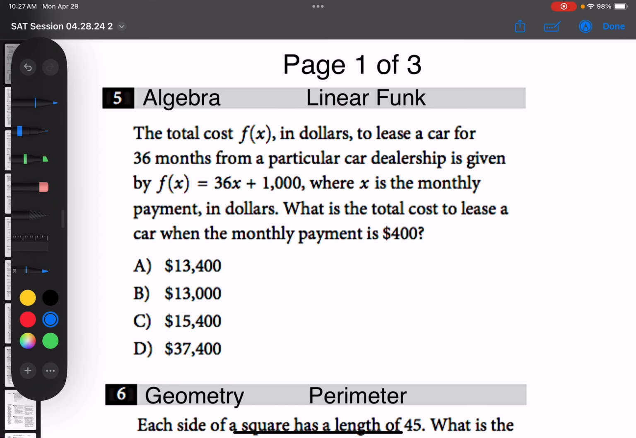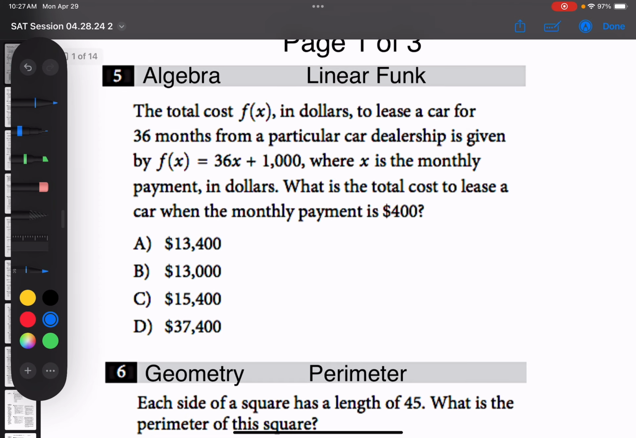Page 1 of 3, here we go again, algebra. I call this the linear functions. The total cost f of x in dollars. So this is supposed to represent dollars. Whenever they give that to you, remember, f of x is all about the total number of dollars. So 36 is dealing with dollars, and the 1,000 is dealing with dollars. Don't forget that. Whenever you're doing the slope-intercept formula, whatever they're asking for is dollars. Your x is going to be a variable. It could be the number of clocks, the number of squirrels, the number of chickens, whatever it is.